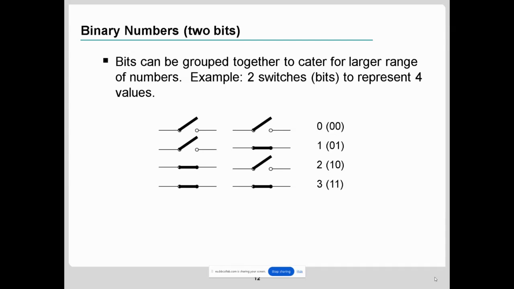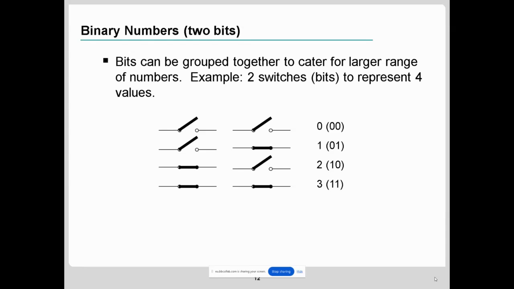So now we have two bulbs. Let's assume this is bulb 1 and bulb 2. Both are off: we say autumn. 0 1, spring. 1 0, summer. And then 1 1, winter. How many information values can we have? 4. How many bits? 2 bits.